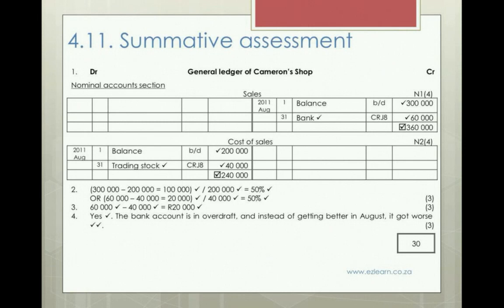You can now add up the total marks for this exercise and give yourself a mark out of 30. Hopefully you've done really well and are ready to go on to Chapter 5.